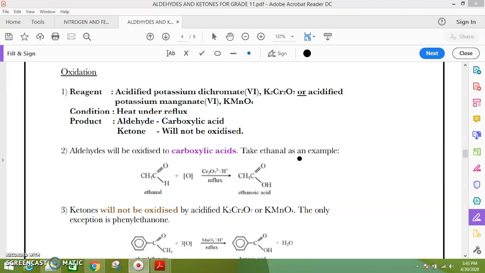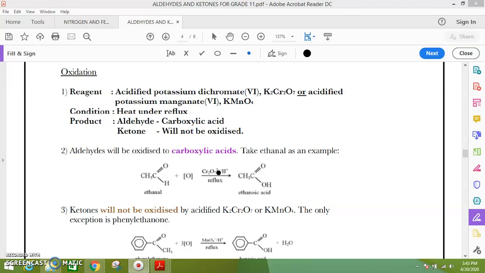Take ethanal as an example. See, we have two carbons here, 1 and 2, and then C double bond O and H, we call ethanal. Addition of oxygen from where? From dichromate. In the presence of acid, this hydrogen ion acts as a catalyst under the condition of heat under reflux. So what will happen here? By using oxygen, we are going to oxidize the aldehyde. It means addition of oxygen takes place here. So we are going to add one oxygen with this hydrogen. So addition of oxygen is called oxidation.